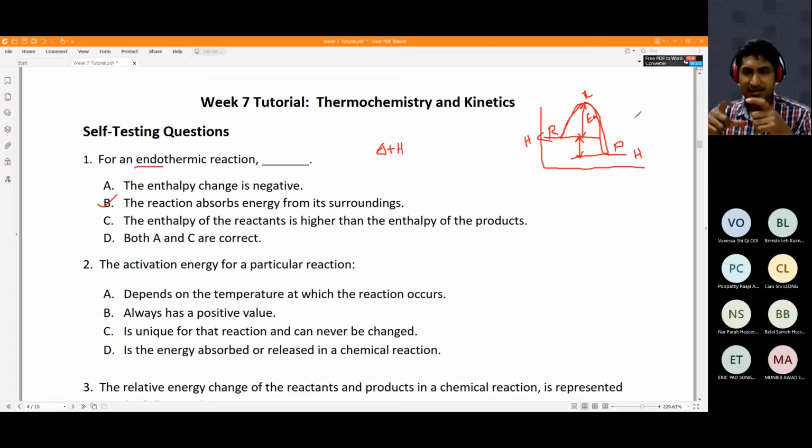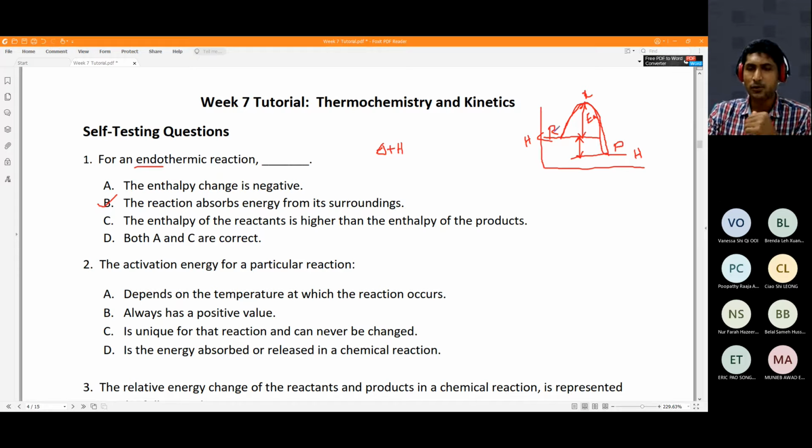So what is this activation energy depending on? The question is saying that it depends on the temperature. Does it depend on the amount of reactant we put, or on the energy or the heat we put, or on the type or purity of the component? It doesn't. It is an intrinsic property.